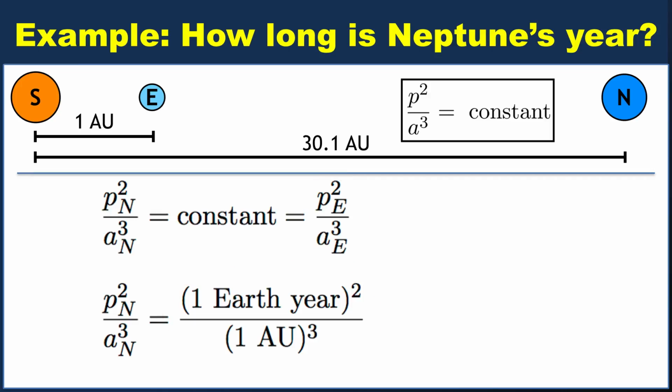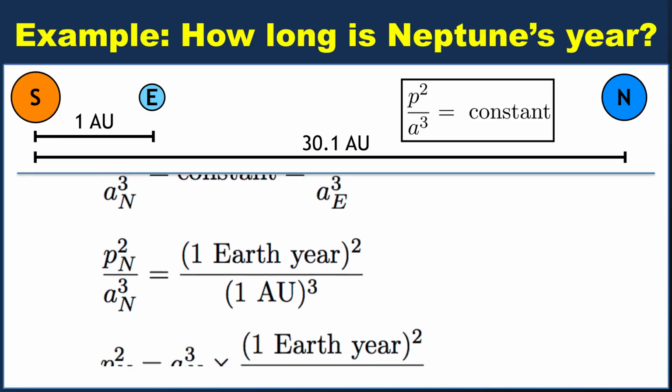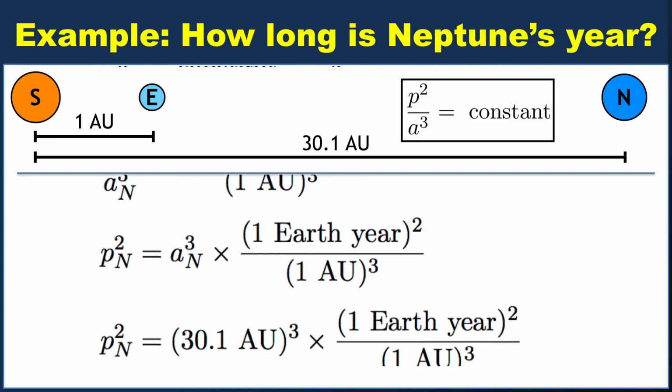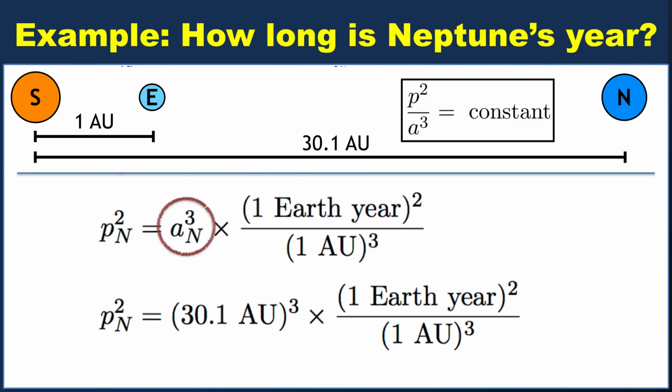Well, now we can just go through and solve for Pn, right? That's the period of Neptune, that's Neptune's year. So to do this, we'll multiply both sides of this equation by An cubed, effectively moving An cubed over to the right side of the equation. Now we'll plug in the value of An. We know that it's 30.1 AU. Now you have to cube the entire thing there, so this term here becomes this.